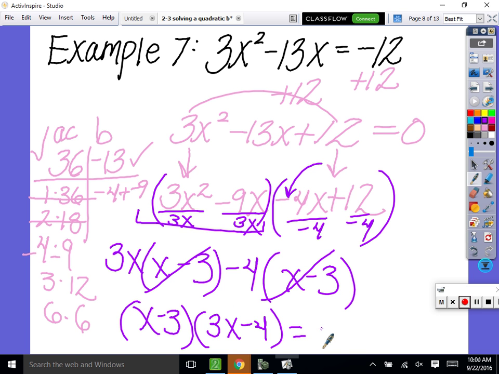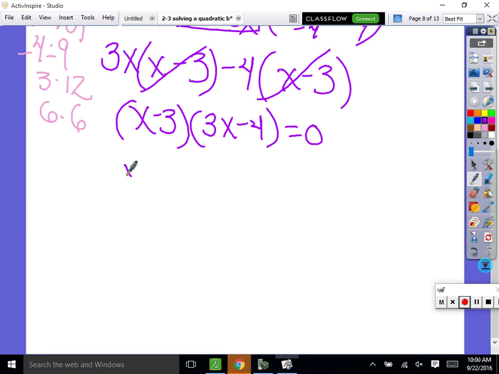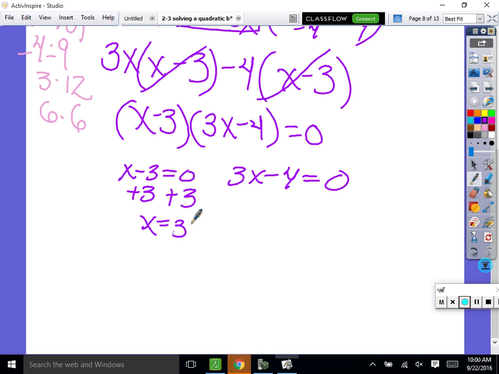And now we set each of those equal to 0 and solve. So we have x minus 3 equals 0, and we have 3x minus 4 equals 0. Use algebra to get x alone. So we'll add 3. X is equal to 3.